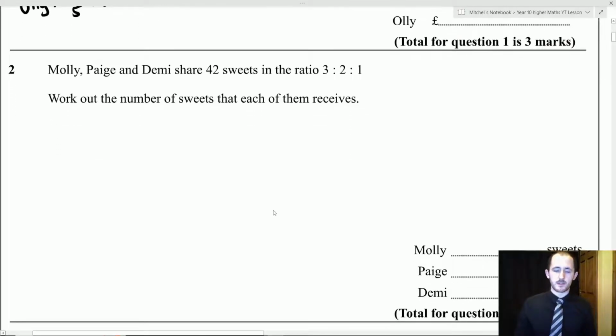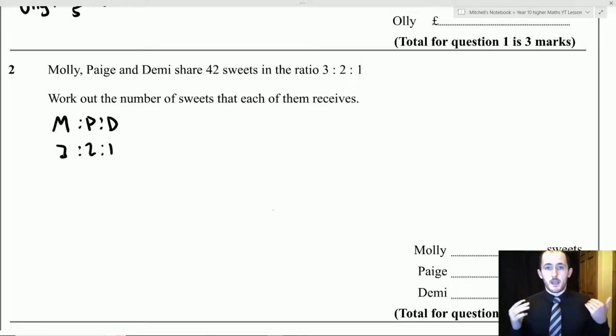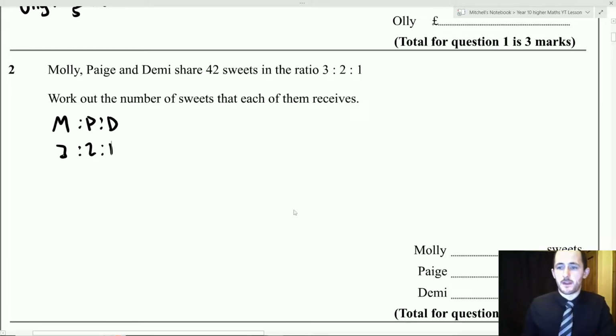So again, slightly more difficult. You have a 3-way ratio. Molly to Paige to Demi is 3 to 2 to 1. But it's no more difficult, it's just longer. Work out the number of sweets each of them gets. They have 42 sweets.